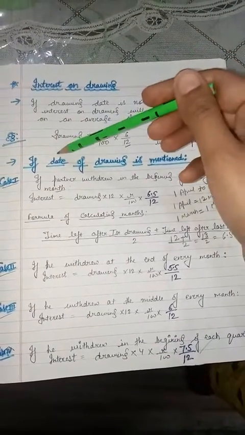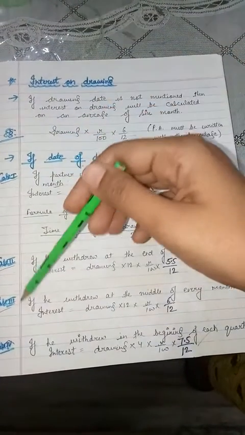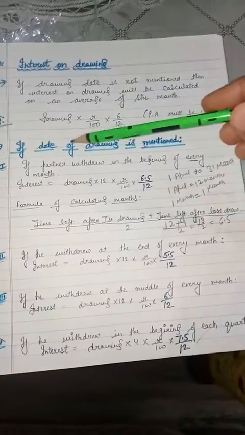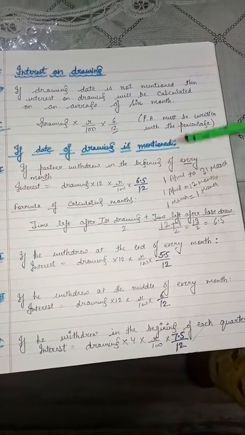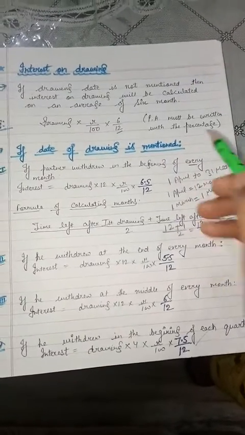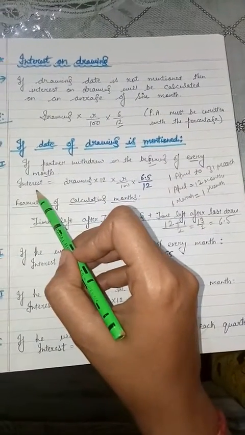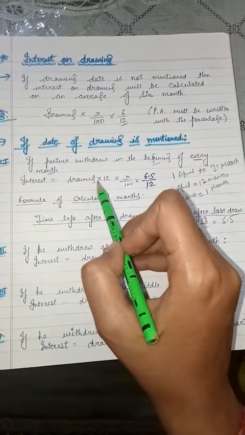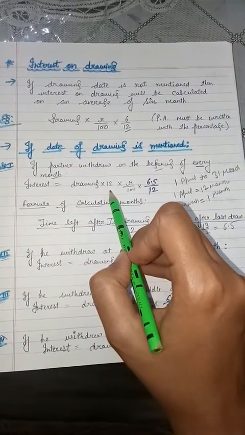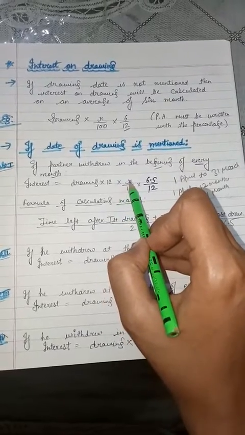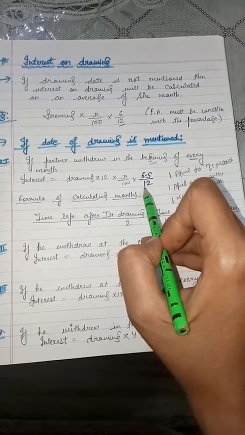Now the case is if the date of drawing is mentioned in the question. Then there are so many cases. Case 1: if the partner withdrew an equal amount in the beginning of every month. Then interest on drawing would be drawings multiplied by 12, because every month for the whole year, multiplied by rate upon 100 into 6.5 months. We will take 6.5 months interest.